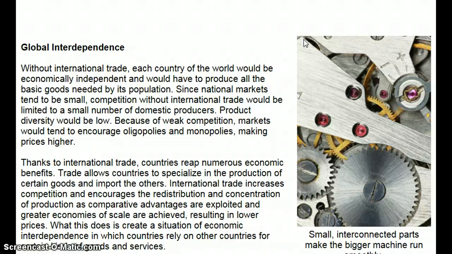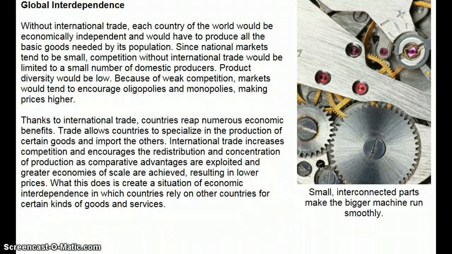Global interdependence. Without international trade, each country of the world would be economically independent and would have to produce all the basic goods needed by its population. Since national markets tend to be small, competition without international trade would be limited to a small number of domestic producers. Product diversity would be low. Because of weak competition, markets would tend to encourage oligopolies and monopolies, making prices higher.